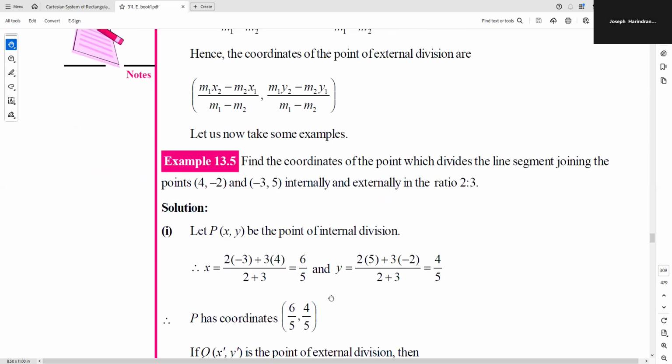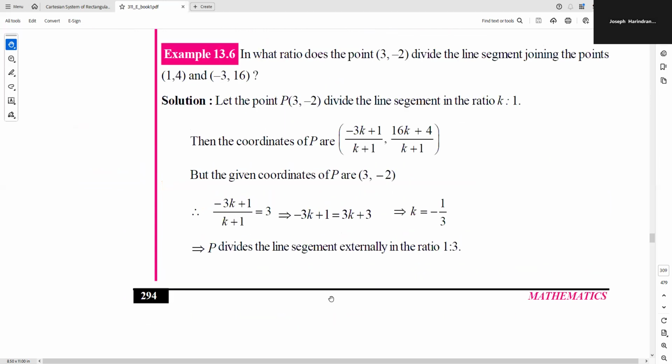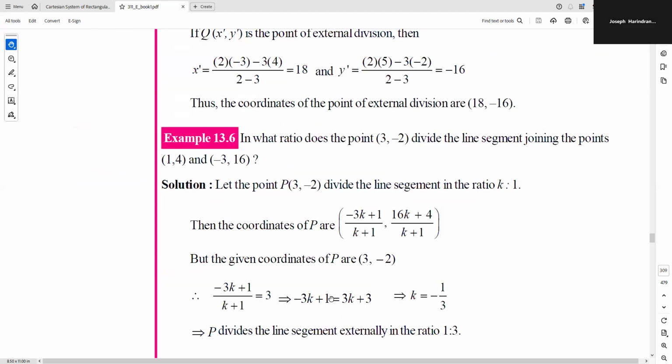Based on this, you can work out some problems. Examples are given in the book itself. Suppose you want to find out the ratio. Two points are given, and the line joining the two points. In what ratio does the point (3, -2) divide the segment joining the points (1, 4) and (-3, 16)? This is a typical example where you have to find the ratio given the coordinates of the point of division.